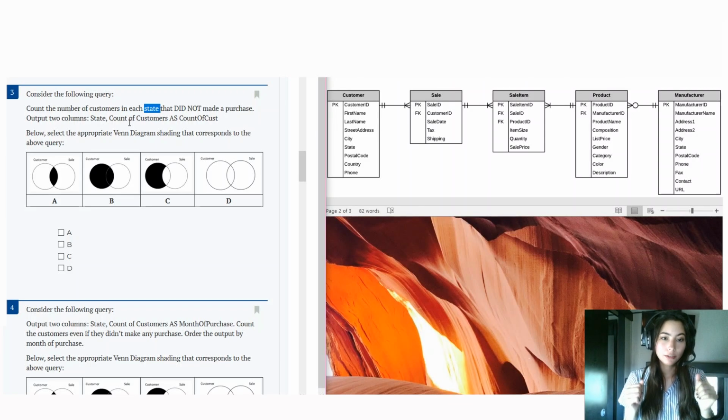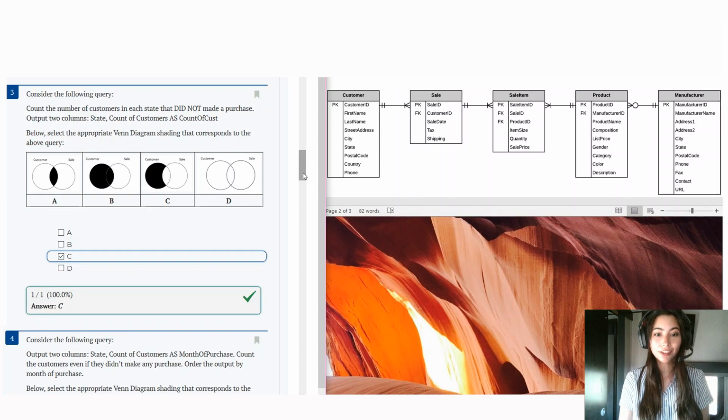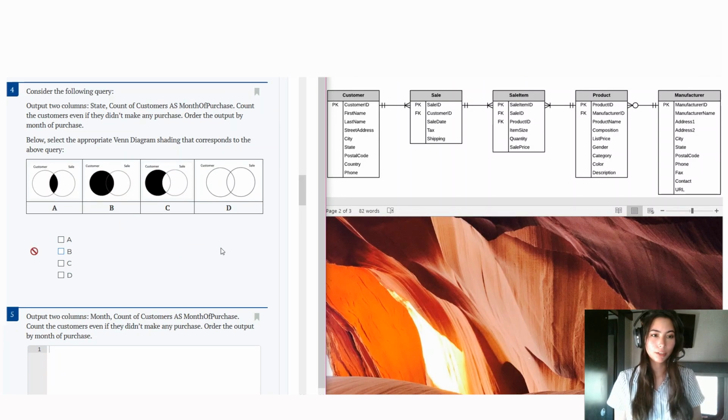So I'm thinking it's going to be C, because it's wanting all the customers. It wants me to count the customers who did not make a purchase. So that means anything in sale, I don't want. I don't want anything from sale entity. They have a relationship between each other, but I don't want anything from sale entity. I just want customers who did not make a purchase. So let's see if C works. And it does. Awesome.